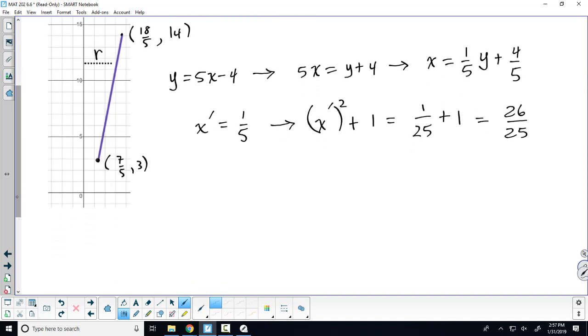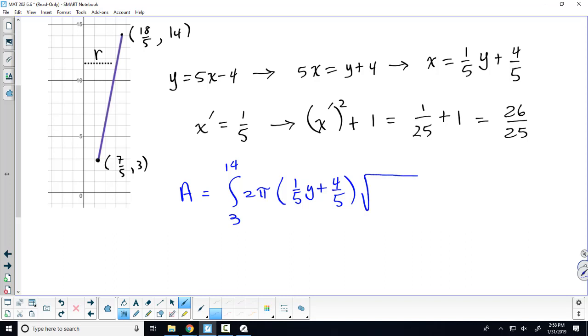So then our surface area is going to be the integral from 3 to 14, 2 pi rds. R is the function right there, 1/5 y plus 4/5. Multiply by ds, which is the square root of x prime squared plus 1. We already did the plus 1. dy.